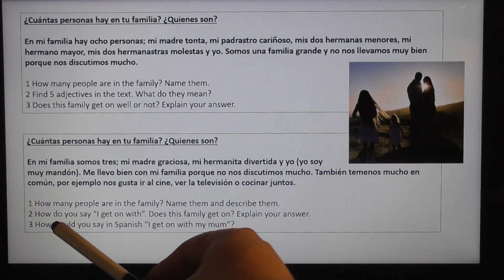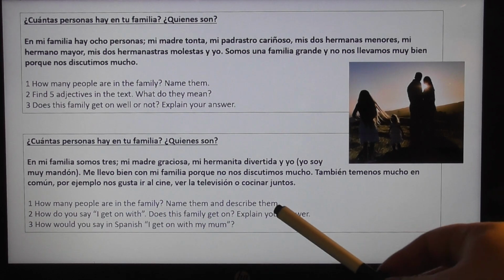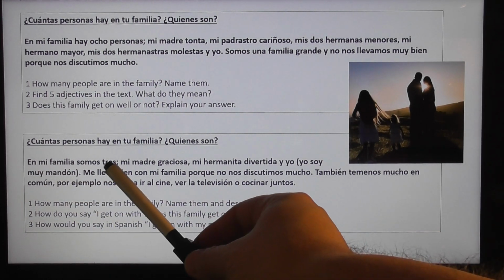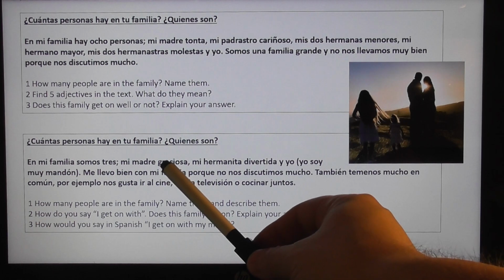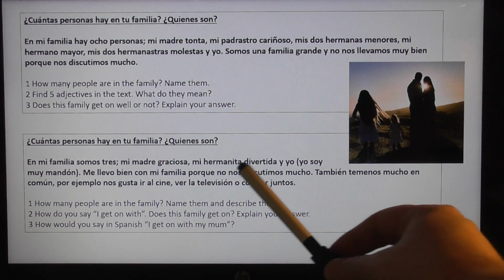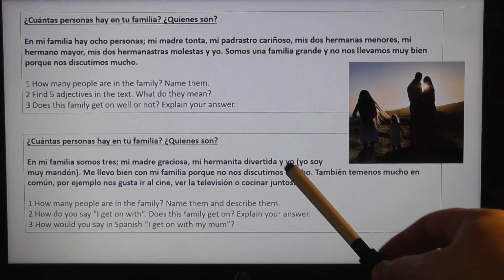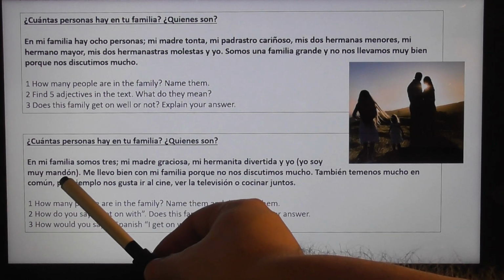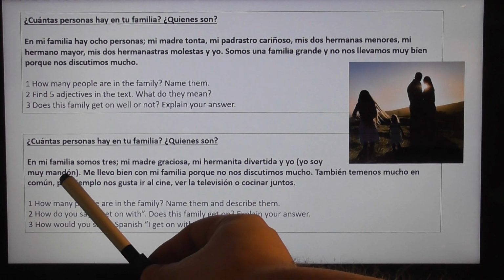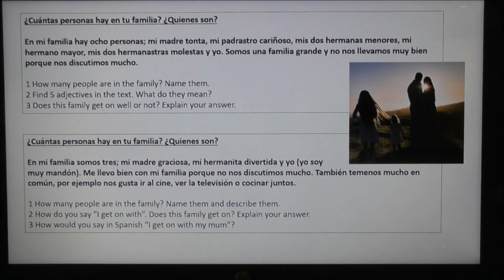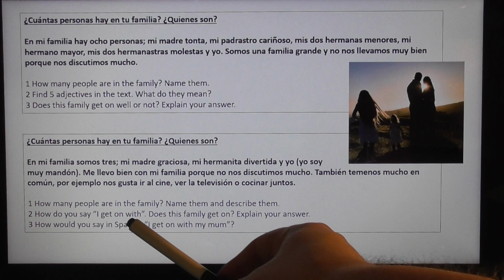Okay, and the second text, how many people are in the family? Name them, describe them. So, in my family, we are 3. There are 3 of us. My funny mum, my fun little sister, hermanita, little sister, and I. And I am very mandona, I can relate to that. I'm very bossy.